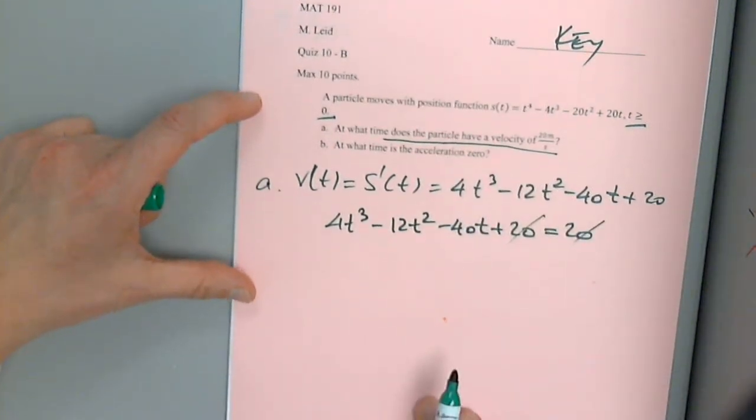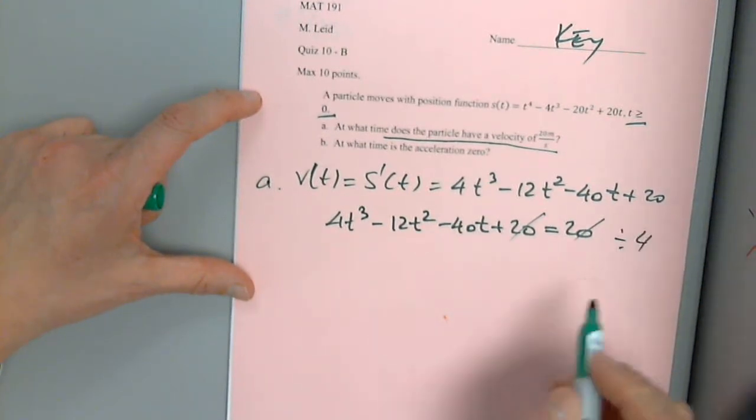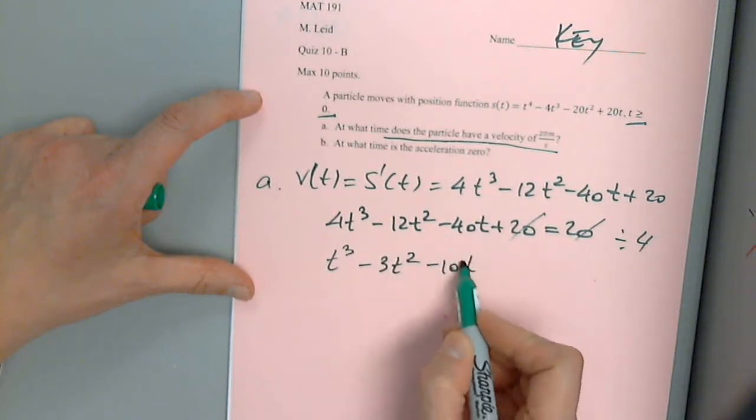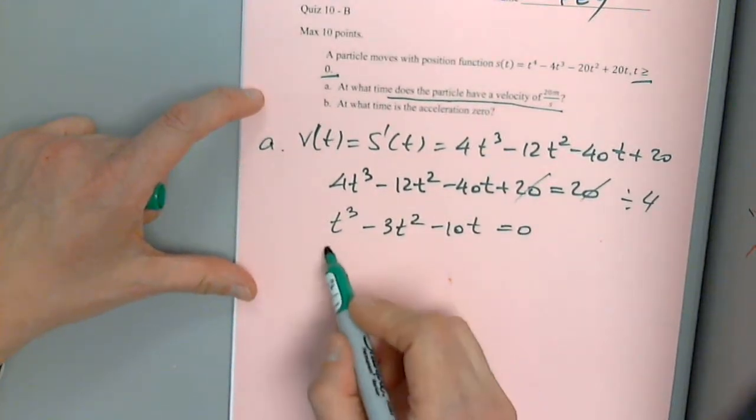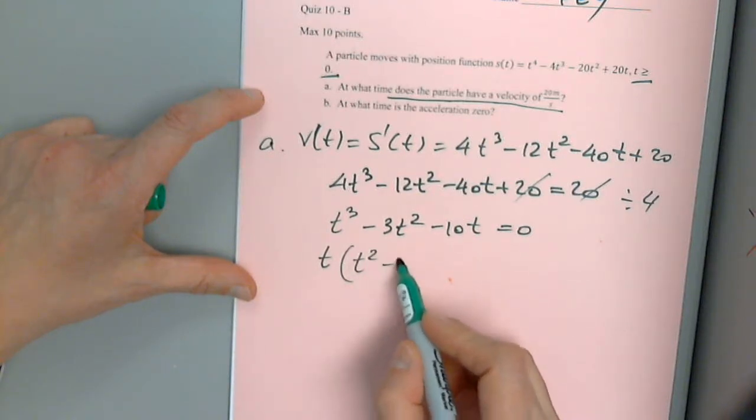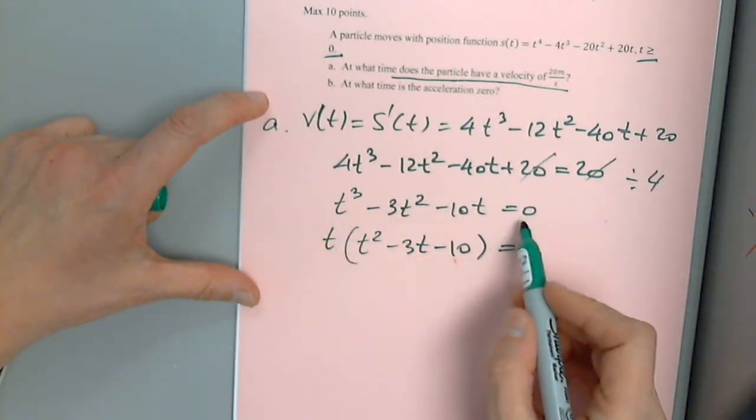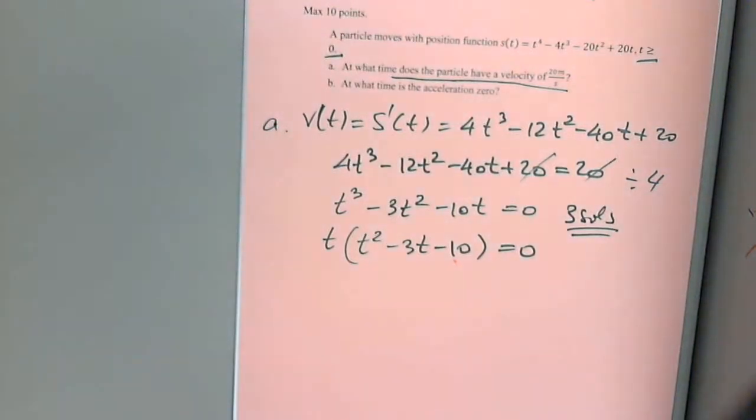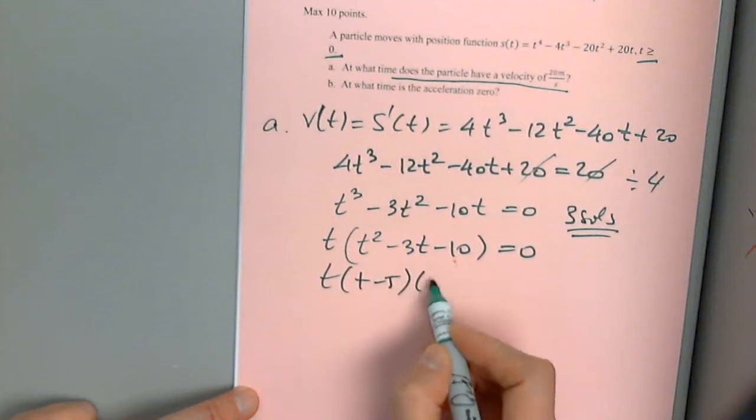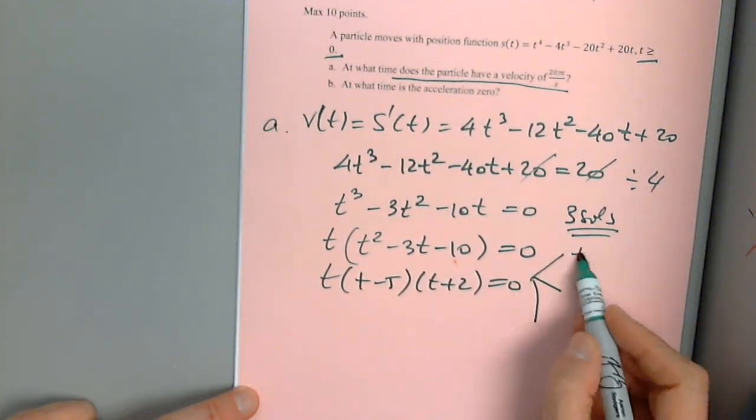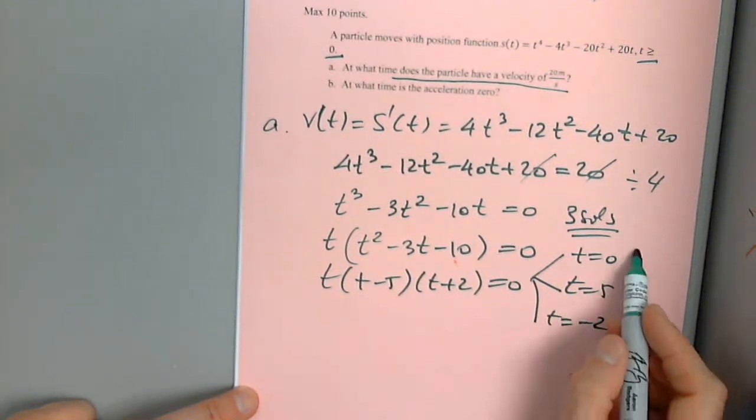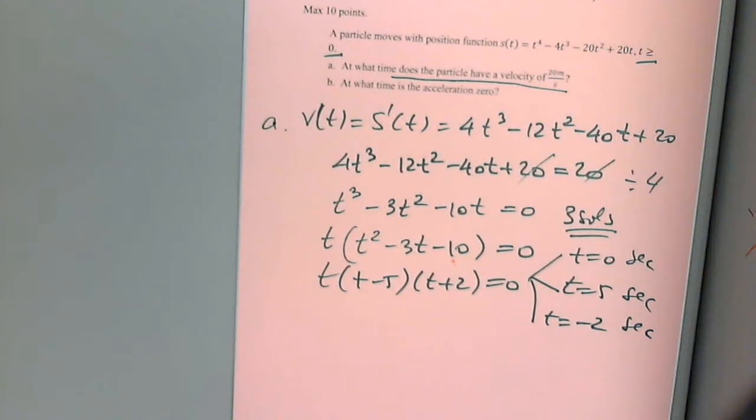So, of course, I will subtract 20 from both sides, and I will divide both sides by 4. And I get t cubed minus 3t squared minus 10t equals 0. Obviously, I will pull out a t. I cannot divide by it, because this is a polynomial equation of degree 3. I expect 3 solutions. So now this is t times t minus 5 times t plus 2, and we have 3 solutions. t equals 0, t equals 5, and t equals negative 2 seconds. So at 3 different times, the velocity is 20 meters per second: at 0, at 5, and since the last one is negative 2 seconds, we will have to disregard it.